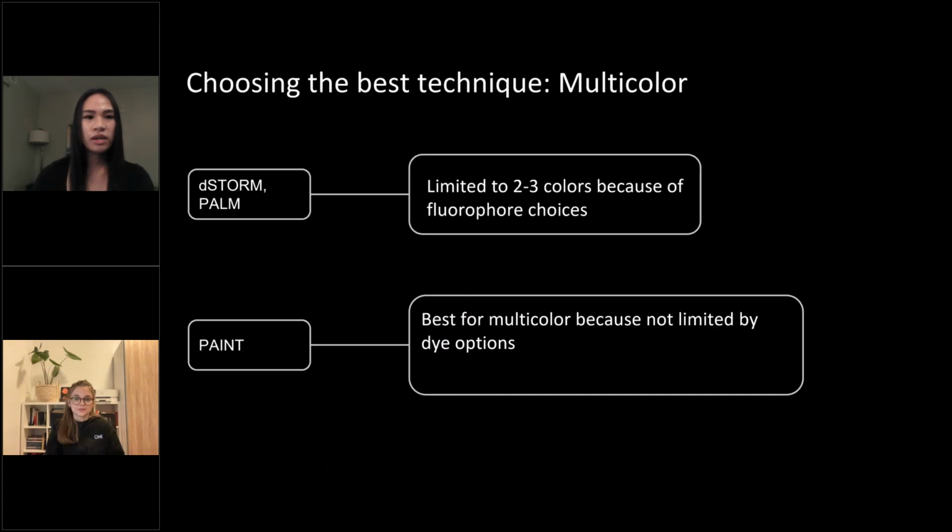So for this, if you wanted to say multiplex your sample, so if you had an experiment where you wanted to do more than 2 or 3 colors, then you would want to choose DNA-PAINT because this is best for multicolors and you're not limited to your dye options. Though if you wanted to do an experiment with just 2 colors or even 3 colors, then dSTORM and PALM will be perfect for that. Typically on an instrument, you'll have 2 to 3 lasers that you can use to do an experiment such as this.